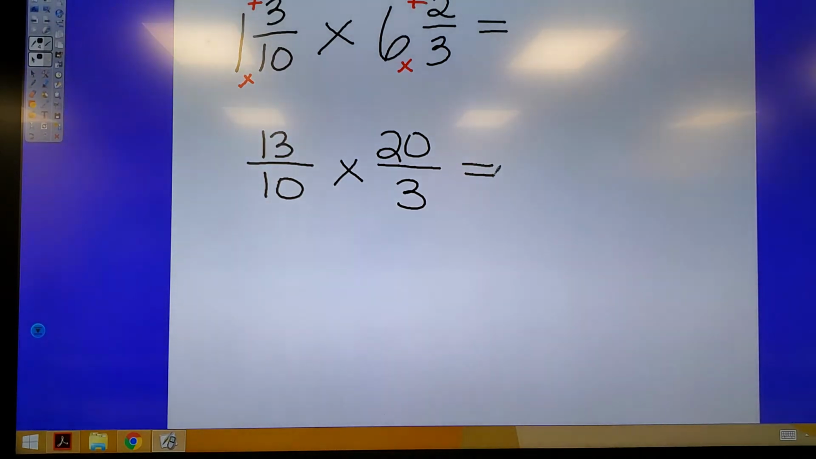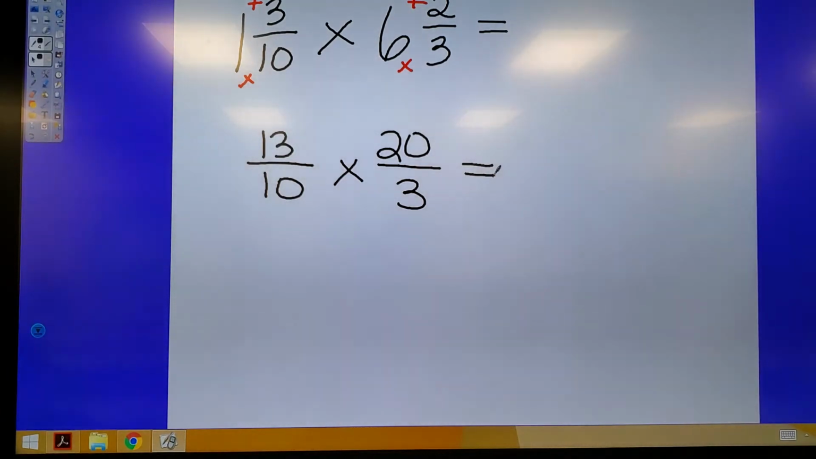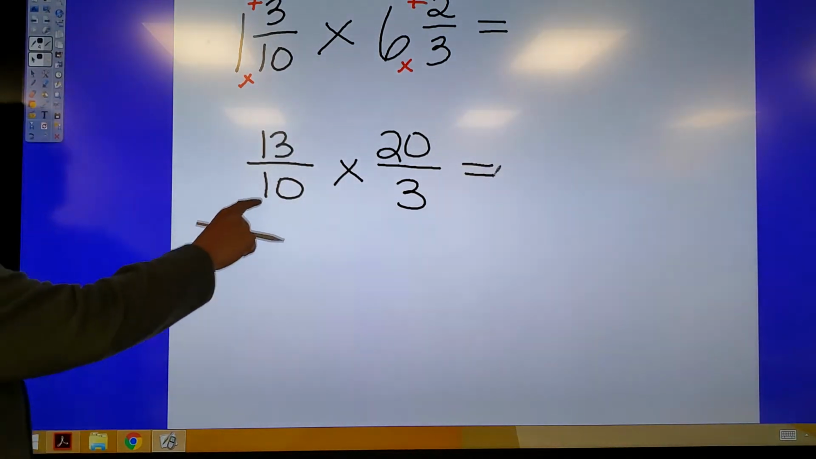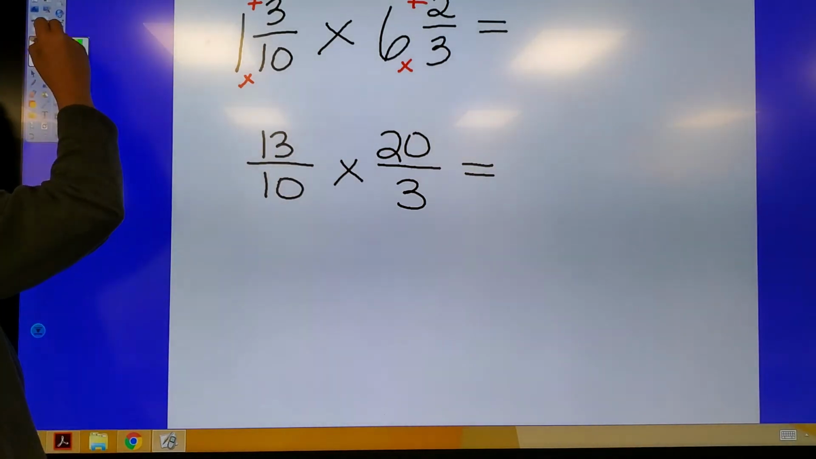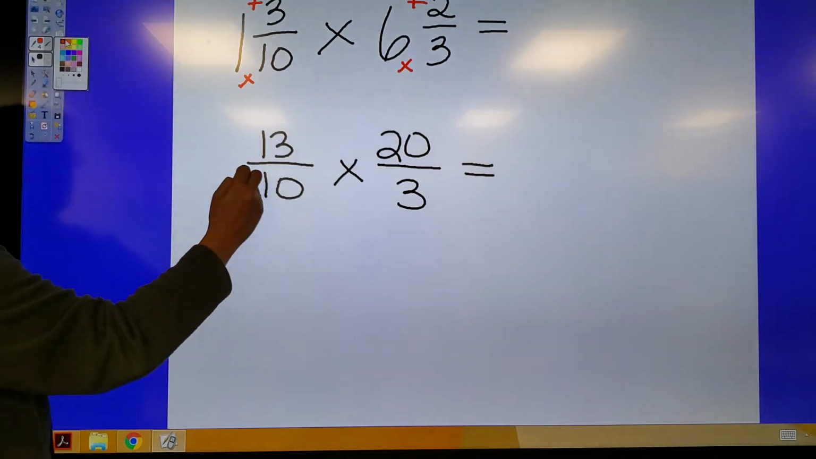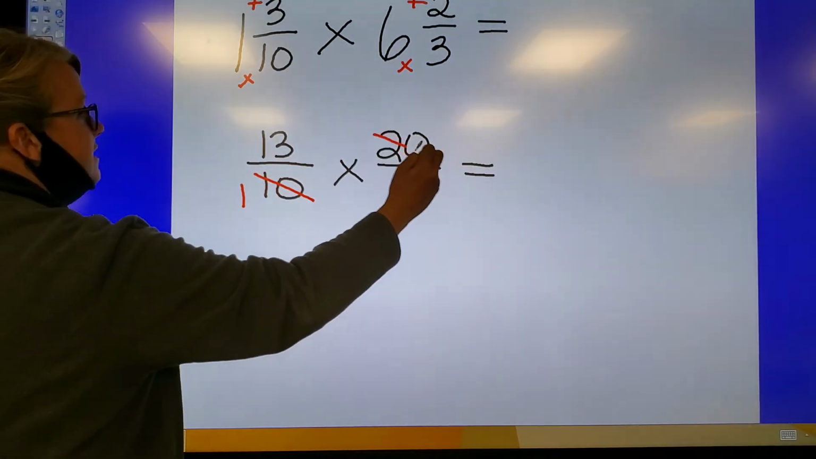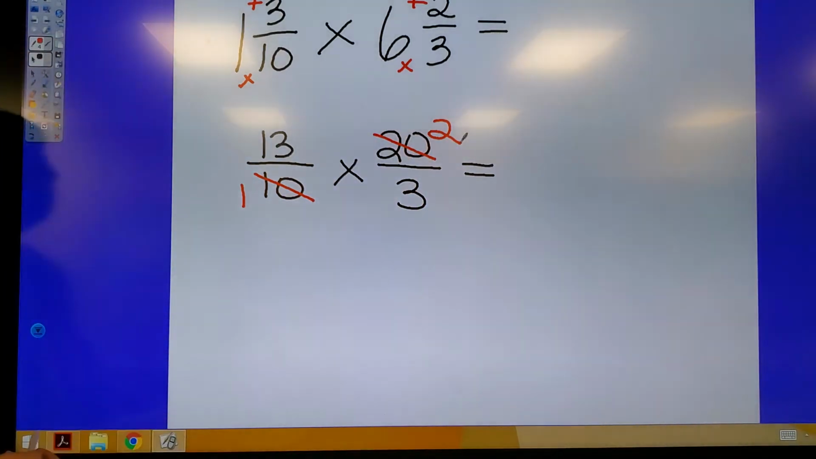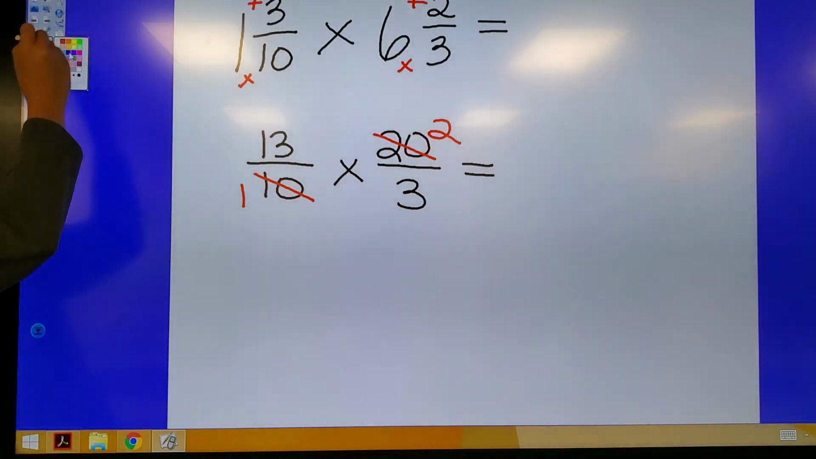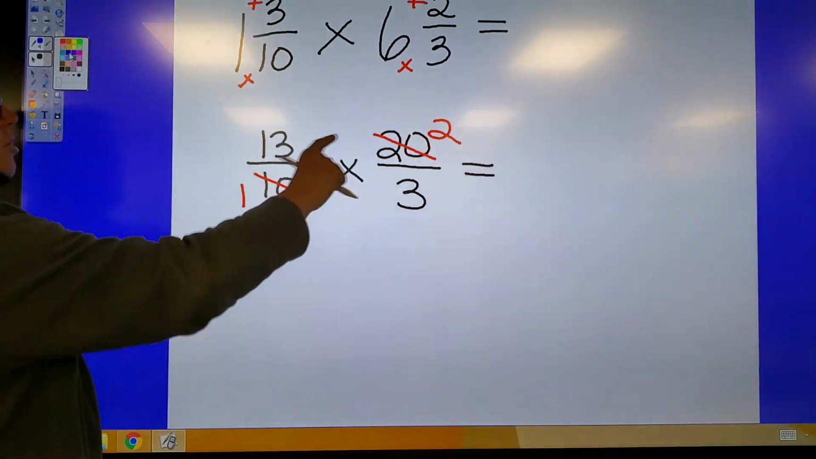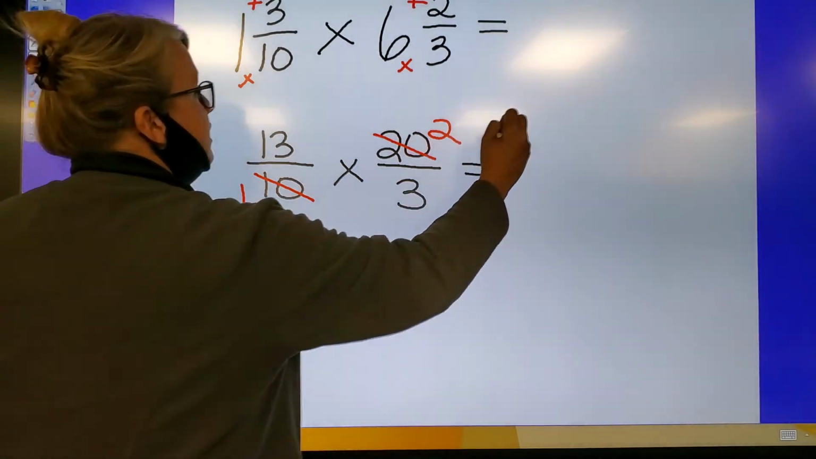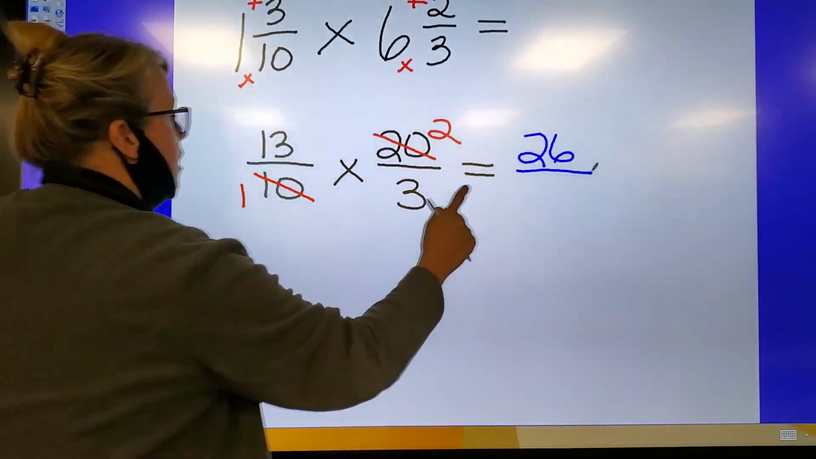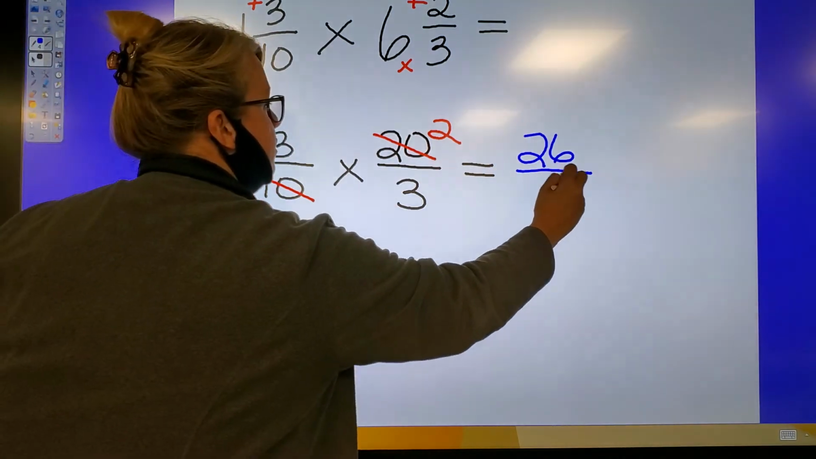Now you can see that we kind of have some big numbers. 13 times 20 would give us a pretty big number. So this would be a great one to do that cross-reducing. We cannot do anything with the 13 and the 3. However, the 10 and the 20 can both be divided by 10. 10 divided by 10 is 1, and 20 divided by 10 is 2. That's gonna make this so much easier for us. Okay, so let's multiply straight across. 13 times 2, 26. On the bottom, 1 times 3, 3.